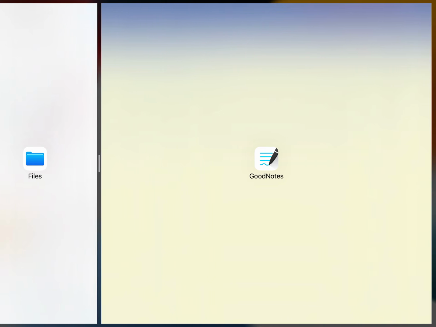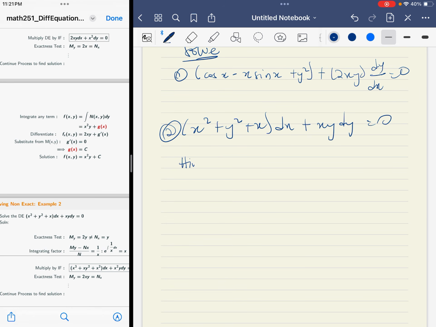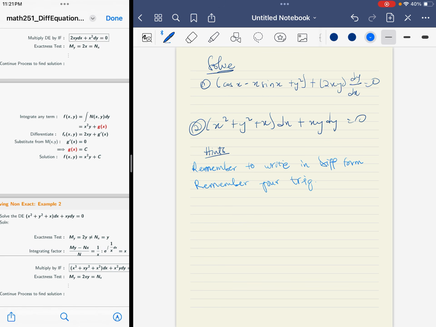And I'll give you a couple of hints. Remember to write in differential form, and also remember your trig. And you are good to go. This is very simple, and I really hope you'll be able to do it. And if you have any questions, you may ask.